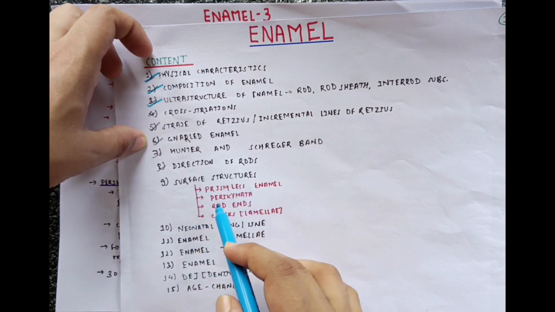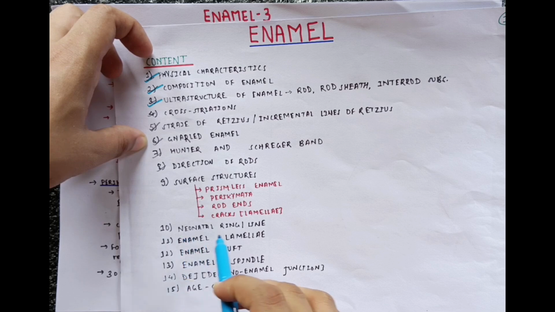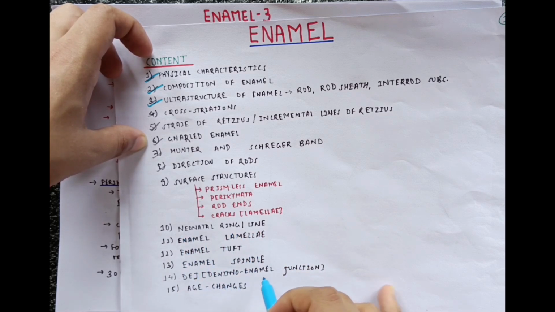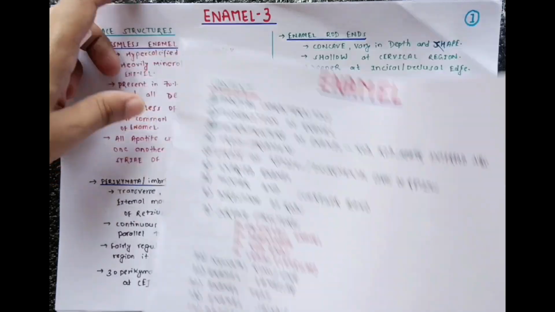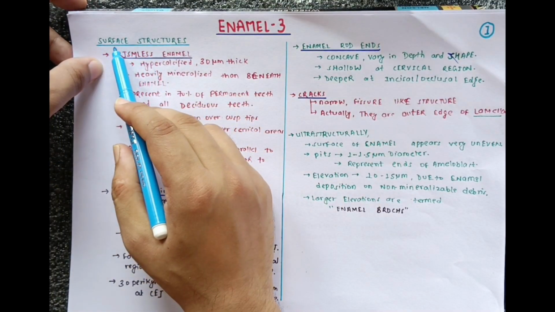The topics are surface structure, which includes prismless enamel, perikymata, rod ends, and cracks. Similarly, neonatal ring or line, enamel lamellae, enamel tuft, enamel spindle, dentinoenamel junction, and the edge changes. So let's get started. Our first topic is surface structure.